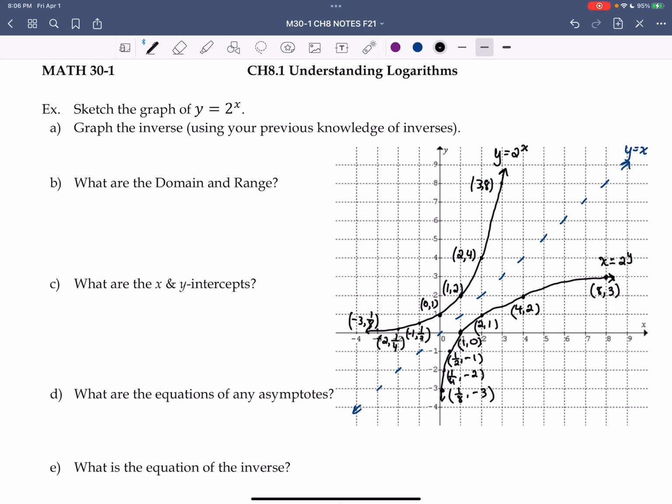Then if you're looking back and wondering how we got x equals 2 to the power of y, you'll be able to see that the points on that graph are the inverse of the points on y equals 2 to the power of x. And let's write a note here, graph the inverse. To graph the inverse, we switch the x and y values, or reflect across the y equals x line.